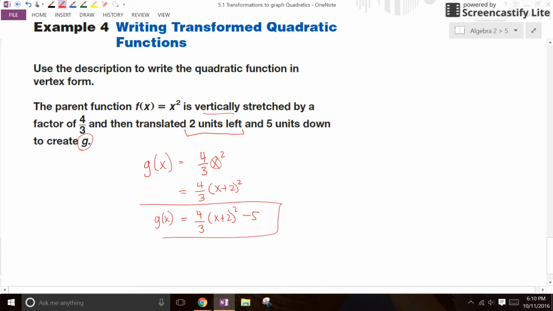That is your transformed one. It has a vertex of -2, -5. That's the vertex, right? And it opens up because it's positive out front. This means opens up. And it's vertically stretched a little bit. So instead of a normal parabola, it's stretched slightly. No biggie to me. That's it.